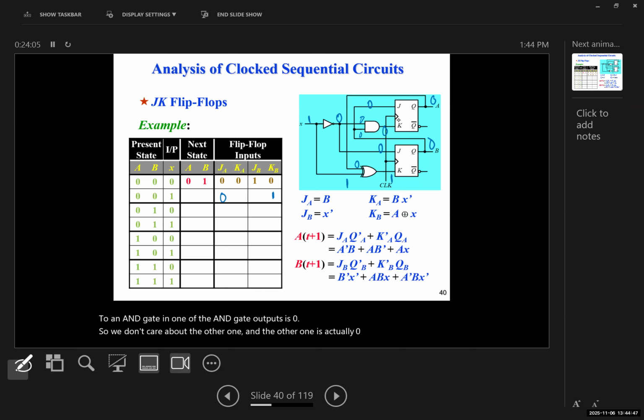So J and K are 0, 0. And JB was 0, KB was 1. Now, if JA and KA are 0 and 0, it means A would remain its previous state, which is going to be what? 0. And what happens to B? Yes. So it's going to be 0, 0, 0, 1, as mentioned, and the next state is going to be 0 and 0. Okay. Now I want you to solve the next one. And the first person to solve the next line gets extra bonus points for their next exam.